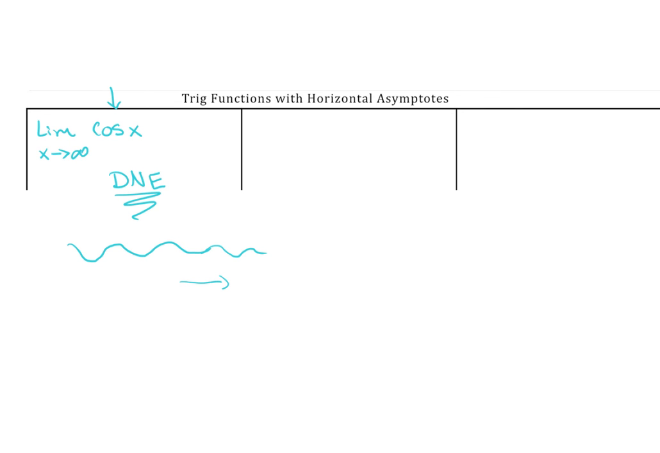So let's look at some trig functions that do. Okay, so limit as x approaches infinity of cosine of 1 over x. Well, picture substituting a really, really large number in for x. So 1 over infinity, or a really large number, is going to be close to 0. It's going to approach 0. So really all we have to do is, what is cosine of 0? Cosine of 0 is 1, so this equals 1. There'll be a horizontal asymptote at y equals 1.